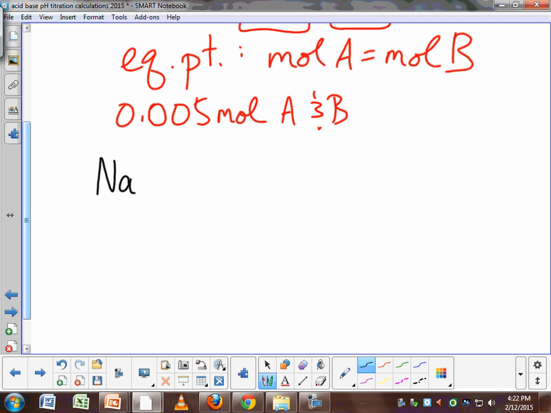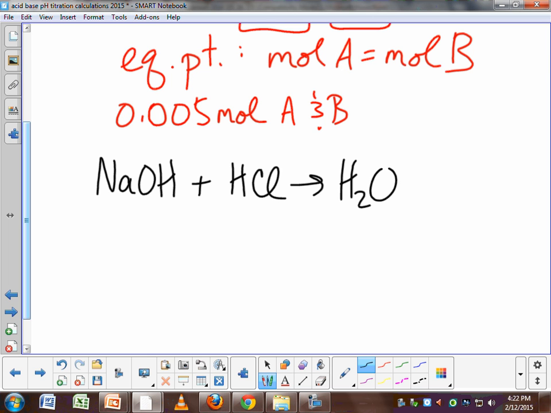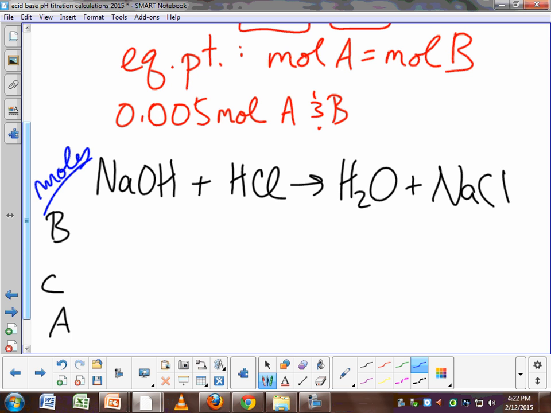So we've got our sodium hydroxide. Notice I'm rewriting the reaction. That's kind of important for BCA charts. And we're creating water and sodium chloride. I'm going to use the abbreviation BCA. Now, we plug in moles into a BCA chart. So at this point in our titration, we have 0.005 moles of NaOH and 0.005 moles of HCl.